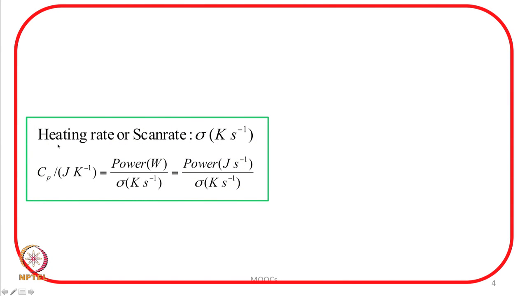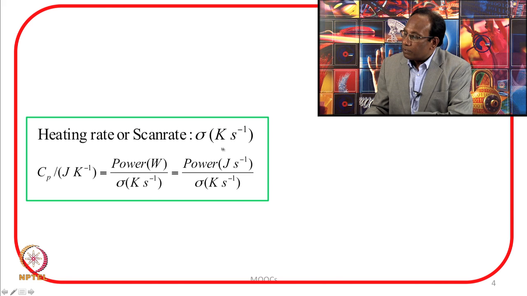Let us say the heating rate or scan rate in Kelvin per second or per minute, whatever way you want to describe, is sigma. If I divide power by the scan rate, the units of power are joule per second and the units of scan rate are Kelvin per second. Per second will cancel, so the unit is joules per Kelvin. Joules per Kelvin are the units of heat capacity. Therefore, you can convert the power into heat capacity by dividing by the scan rate.